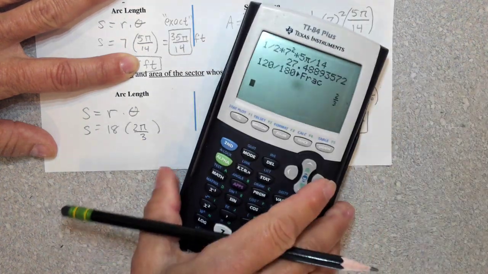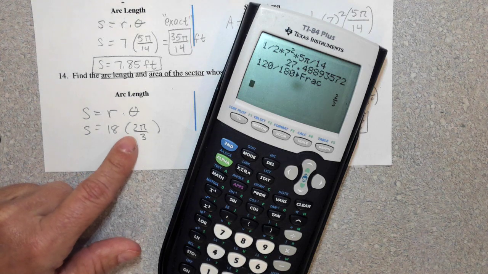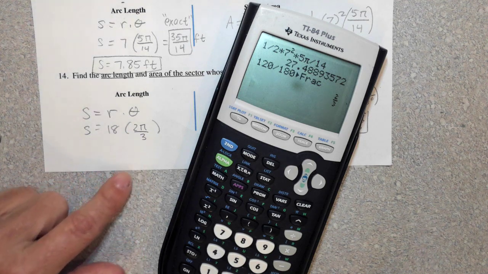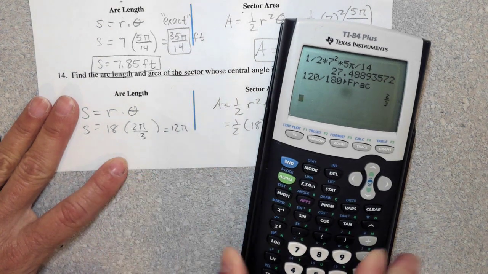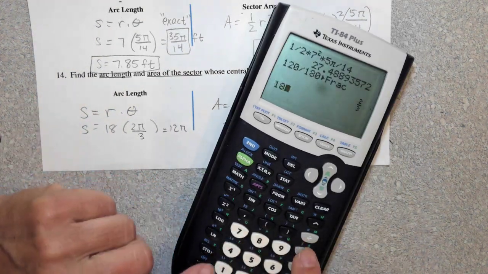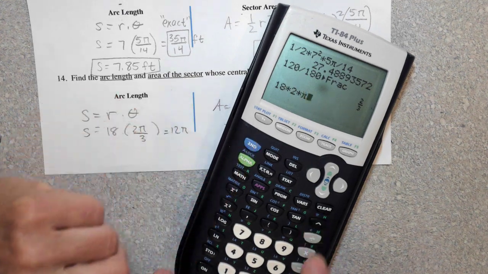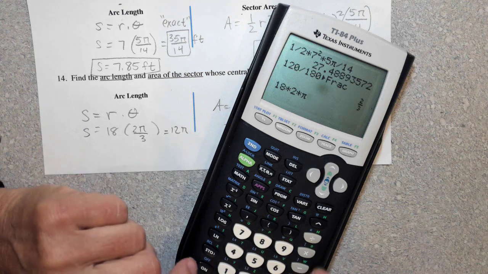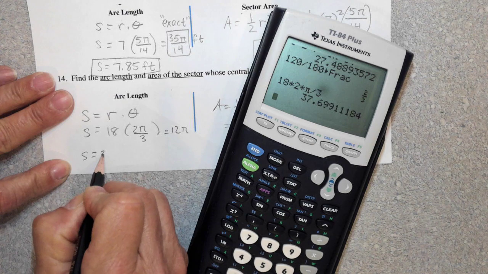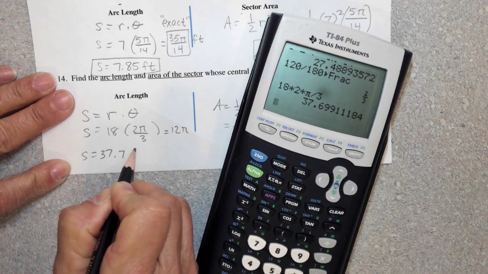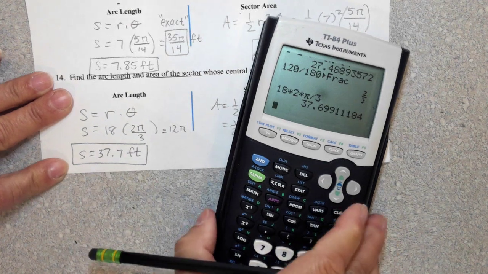And now it's just back to my calculator. Here, I wouldn't probably multiply this out and call it 36 pi thirds, which would turn into 12 pi. I would probably go ahead and find out what that is as a decimal, unless I was told I had to do exact answers. So I have 18 times 2 times pi on the top, and then divided by 3. So the arc length is 37.7, and this was measured in feet as well, because it always matches the units from the radius.